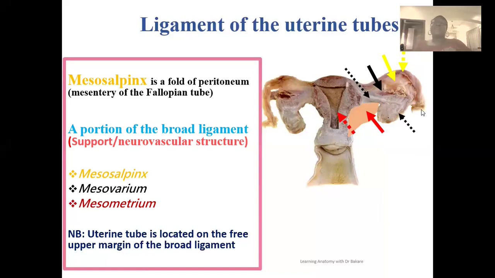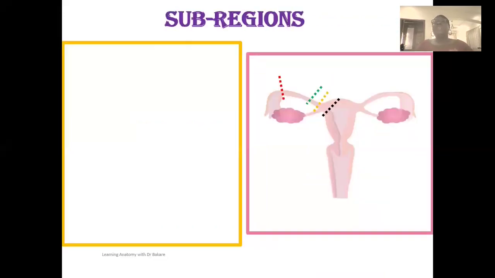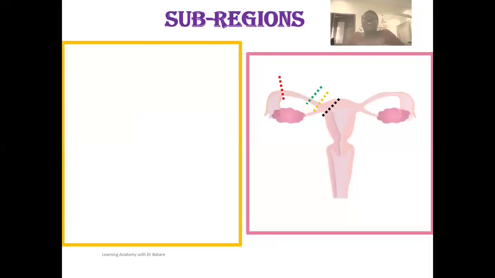So you can see that the broad ligament in this regard helps to connect these two structures and also helps to position them in place. We know that these structures are soft tissue and they need to be well positioned and also well guided. And this is where this ligament comes to play this role. So let's drive through the sub-regions of the oviduct.